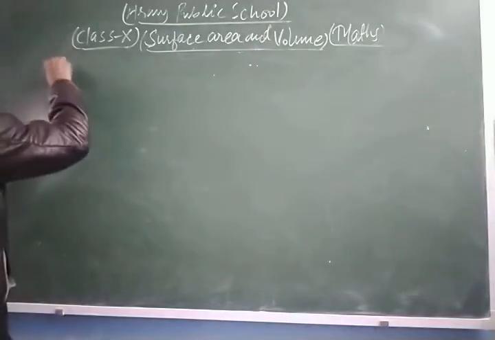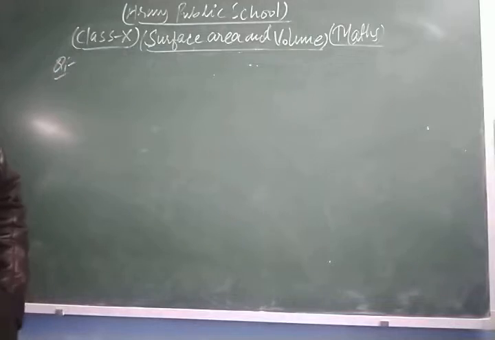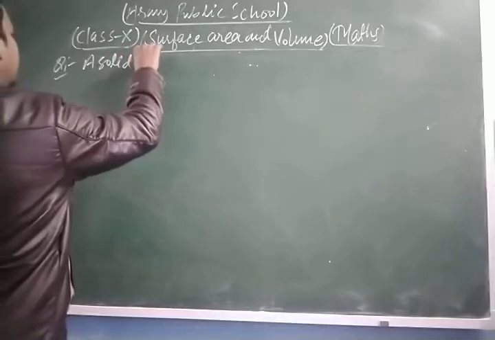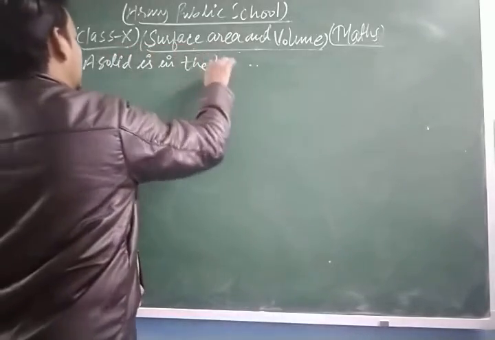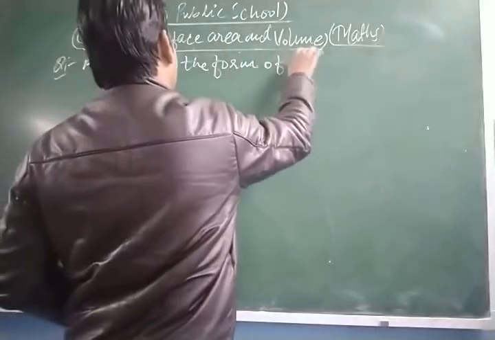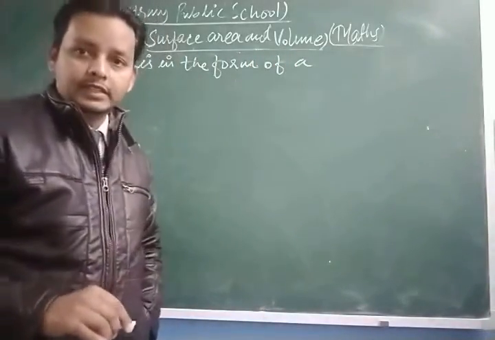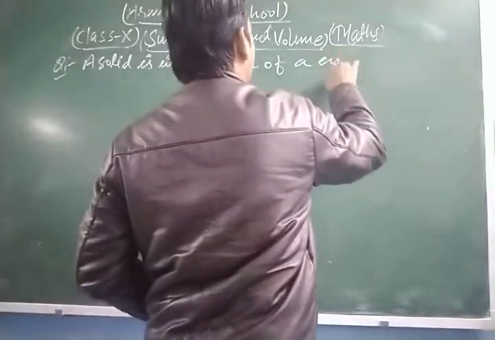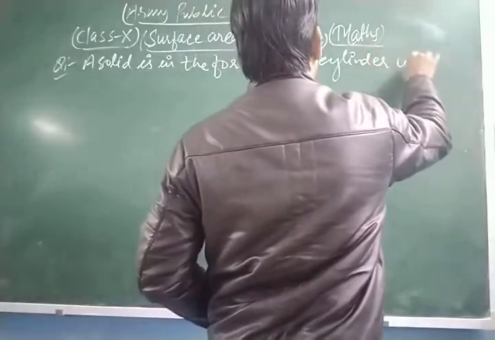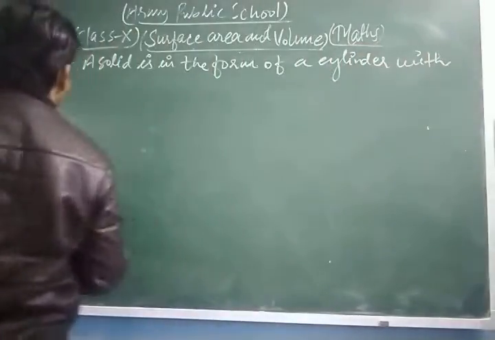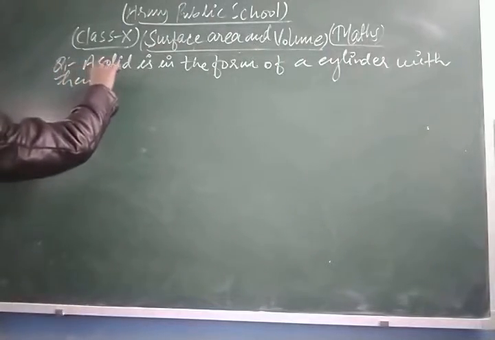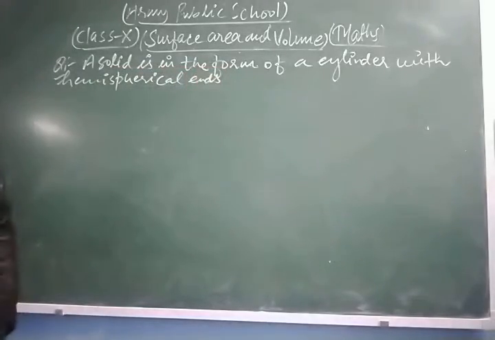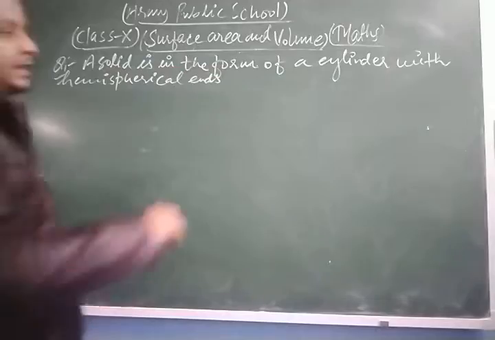Take a very important question of this chapter. The question is: a solid is in the form of a cylinder with hemispherical ends. The total height of the solid is 19 centimeter.